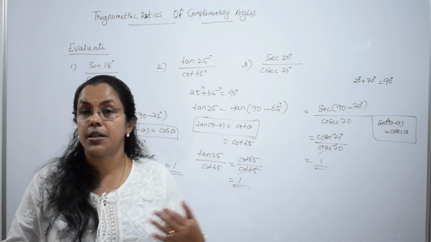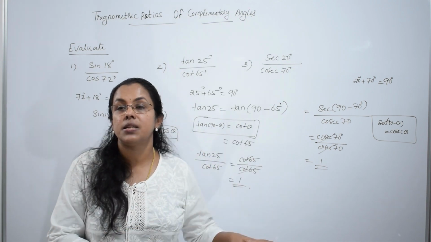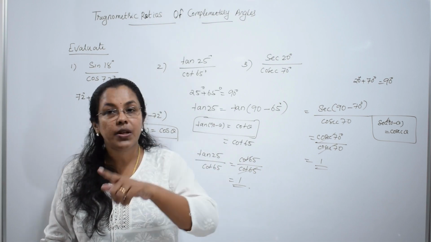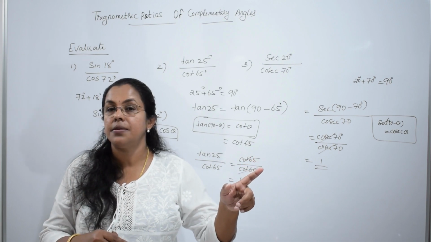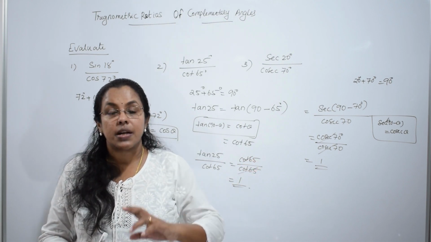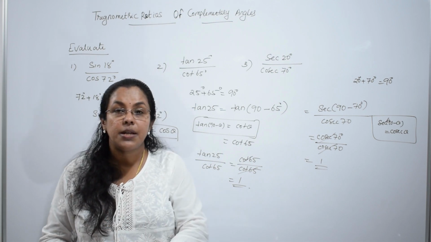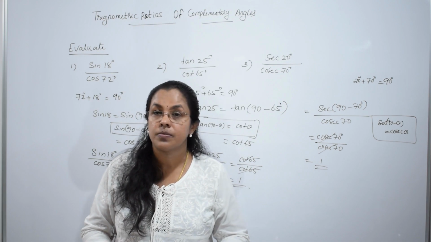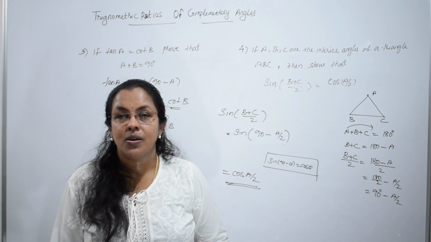Remember, sin(90° − θ) is cos θ. Remember in pairs. Sin(90° − θ) is cos θ, cos(90° − θ) is sin θ. Tan(90° − θ) is cot θ, cot(90° − θ) is tan θ. What are the ratios left? Cosec and sec. Cosec(90° − θ) is sec θ, sec(90° − θ) is cosec θ. Is it clear? Okay, we will come with more problems.